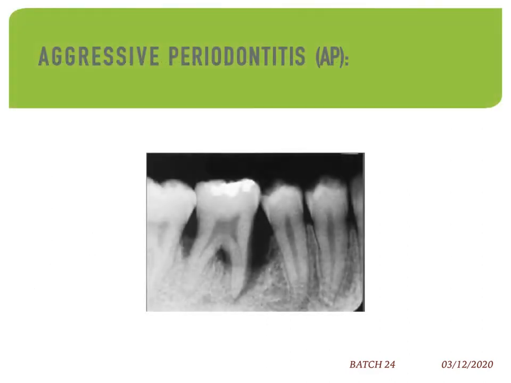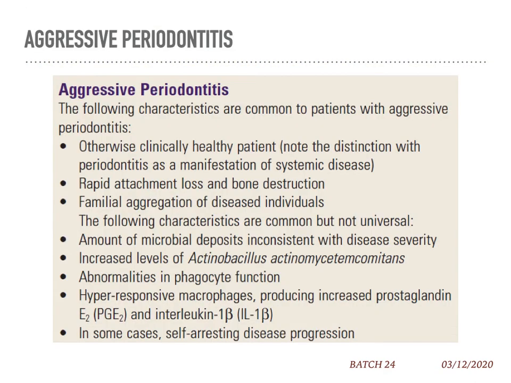So next is aggressive periodontitis. The characteristic features of aggressive periodontitis are an otherwise clinically healthy patient. The patient will be normally healthy. There will be rapid attachment loss and bone destruction. There are chances of familial aggregation of the disease. The amount of microbial deposit will be inconsistent with the severity of the disease. You may see very little plaque and calculus, but there will be severe destruction.